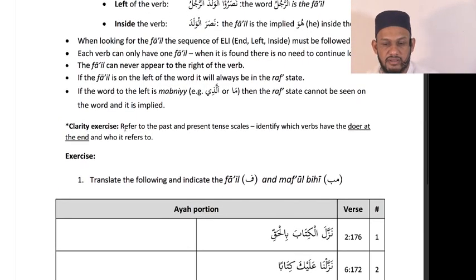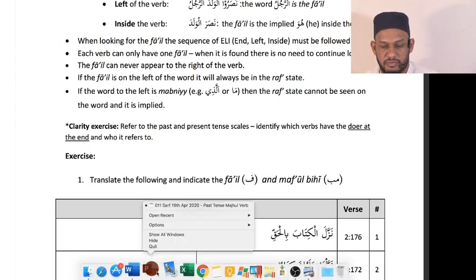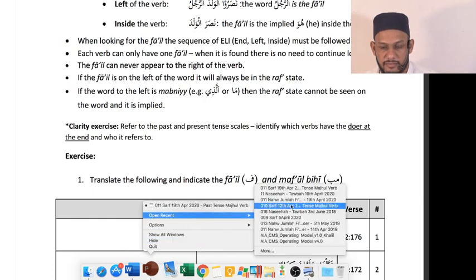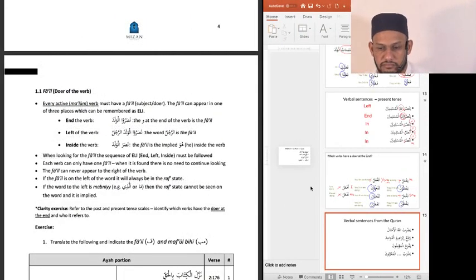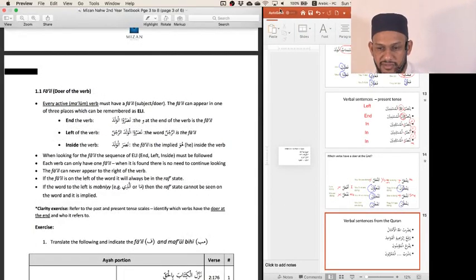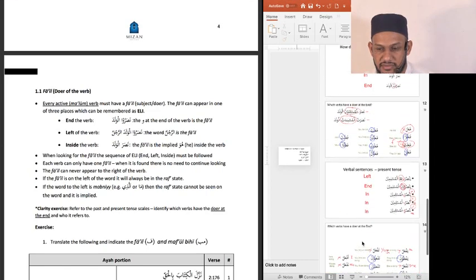It says, refer to the past tense and present tense scales. Identify which verbs have the doer at the end and who it refers to. Actually, we can do it now. If you weren't here for Sarf this morning, for first year Sarf, we can do it now, inshallah, quickly. So let me see where this is. Number 12.